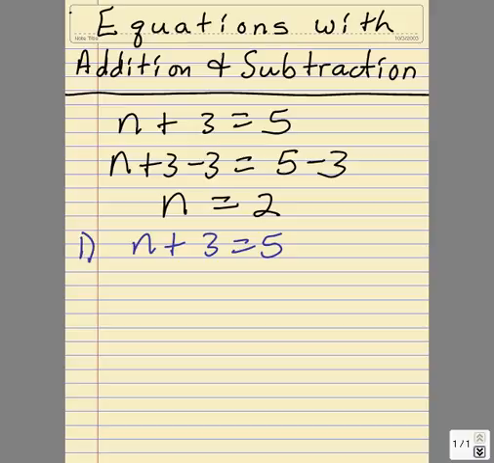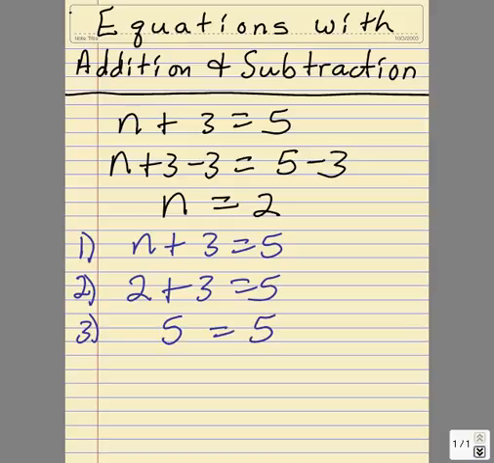So step number 1, if you remember, was to write the formula, or in this case, write the equation. Step number 2 was to put in the given information, or in this case, to put in the answer that you got when you solved. So n is 2, so we're going to put the 2 in where the n is. 2 plus 3 equals 5. Step 3, you'll recall, was to do the calculation. 2 plus 3 is 5.